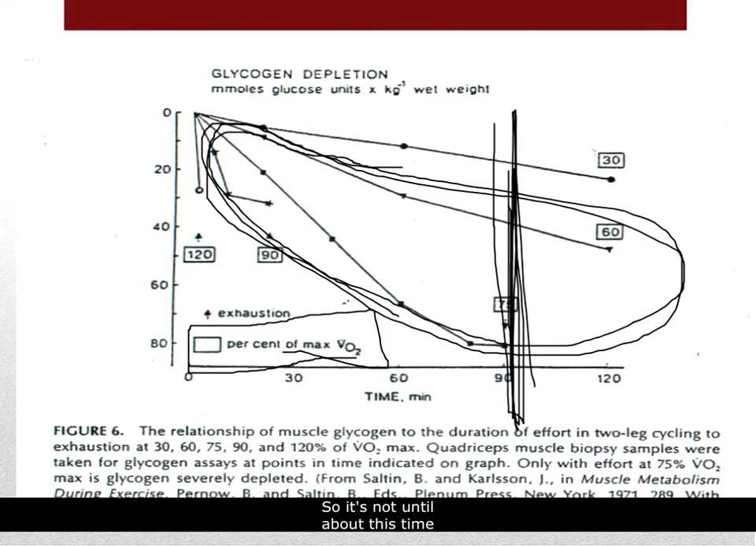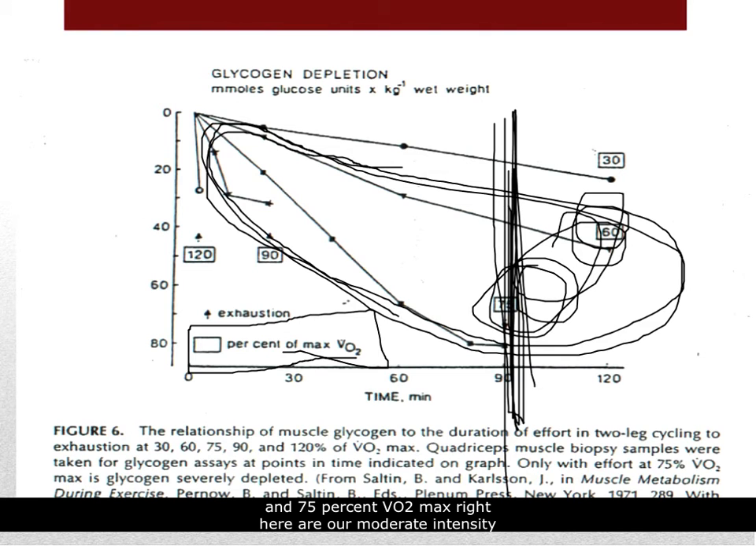Because it's not until about this time that you start depleting, even at low intensities like 60 and 75% VO2 max right here, our moderate intensity that we're working out. It's not until 90 minutes that you start getting at that low level where you start feeling the effects. So no need to replenish unless you are exercising for 90 minutes or more.